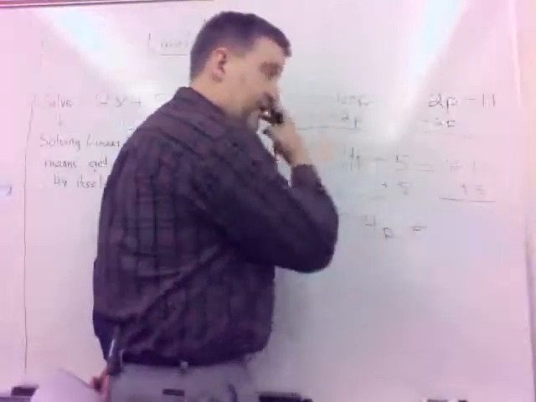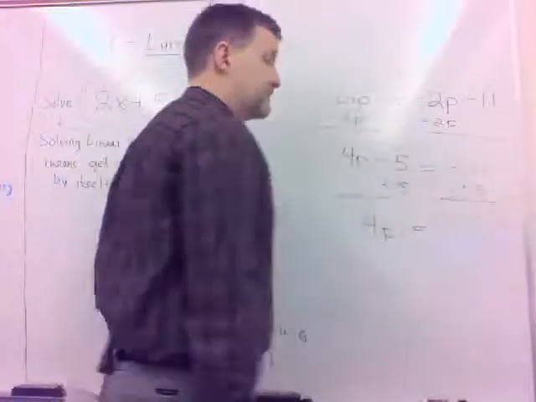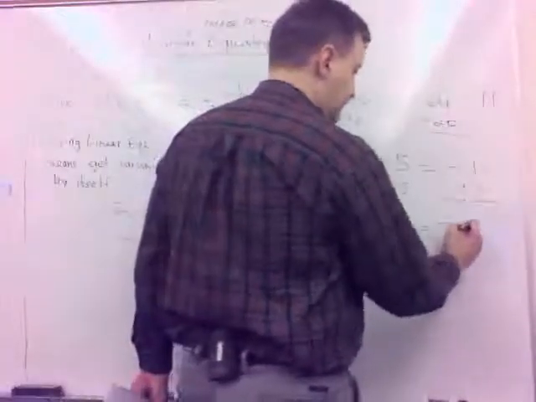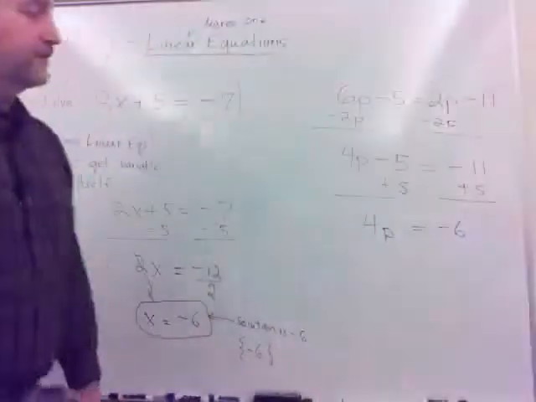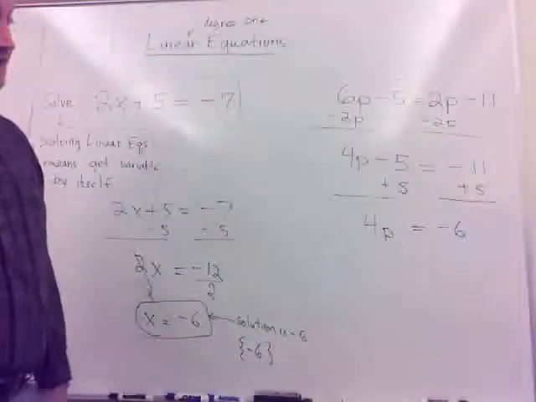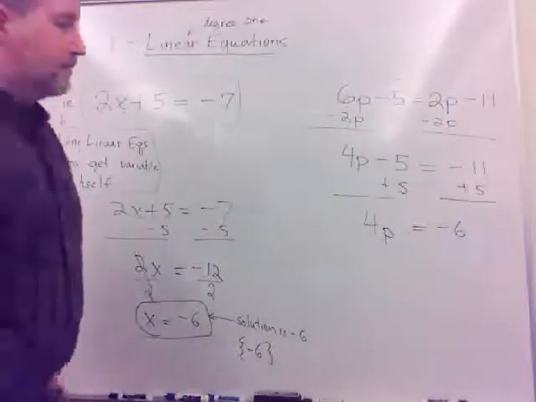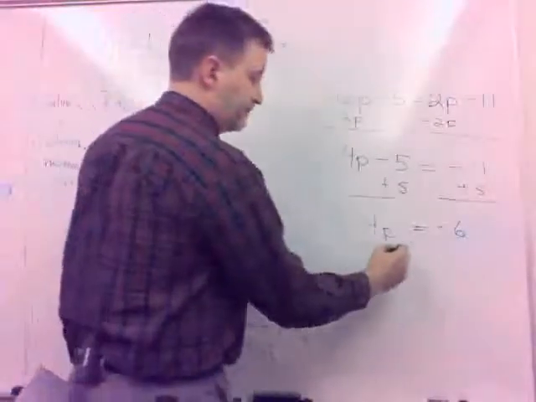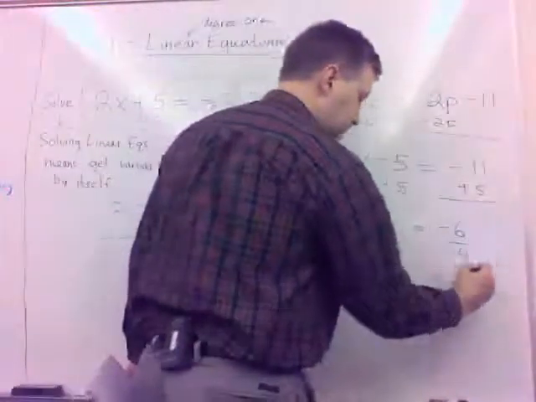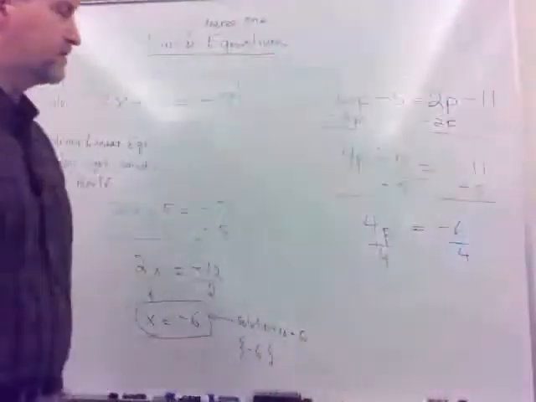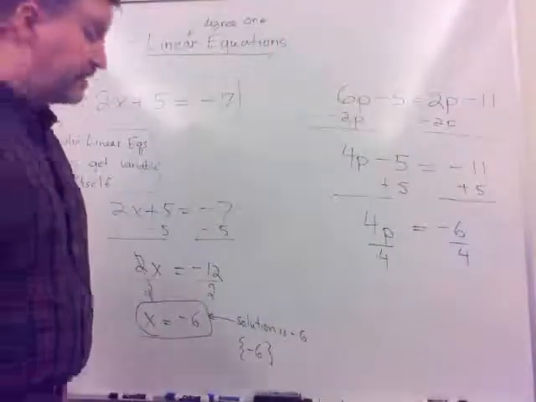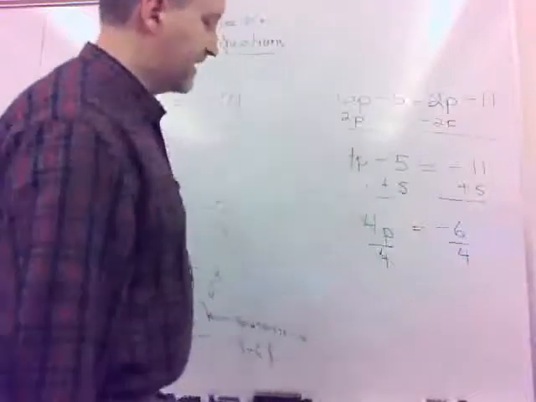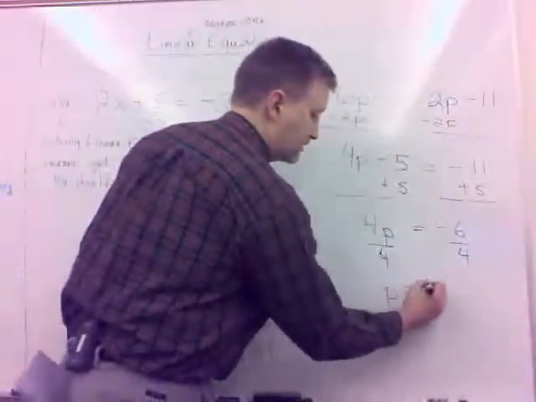So 4p is all we have on the left. Now, negative 11 plus 5, combine those, yeah, you do get a negative 6. All right, well, we are trying to get p isolated, so we still have to get rid of that 4. It's 4 times a p, so to get rid of the 4, we divide by 4. That'll cancel the 4's out and leave me exclusively p there.